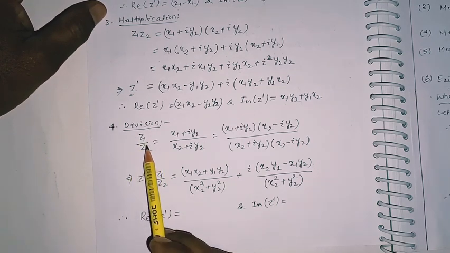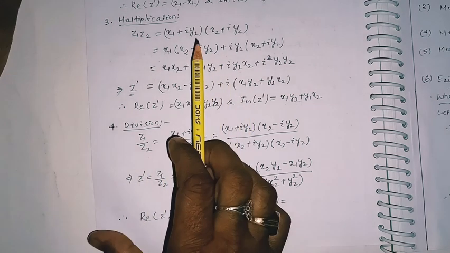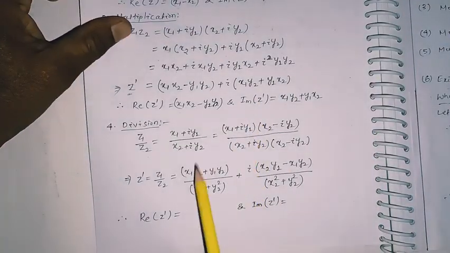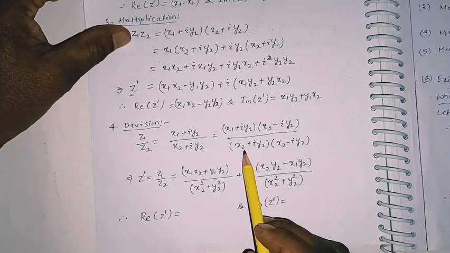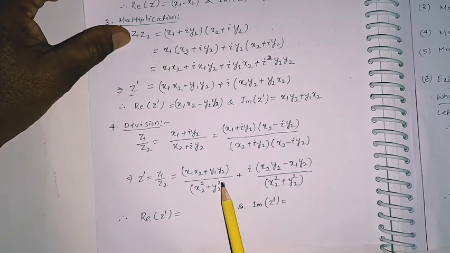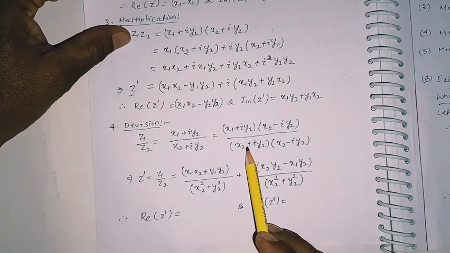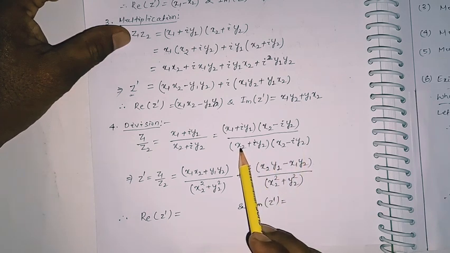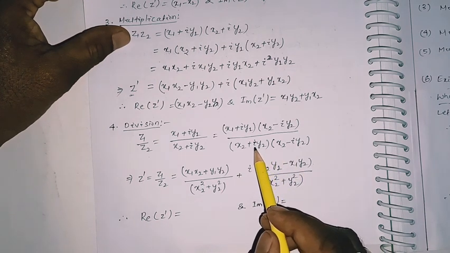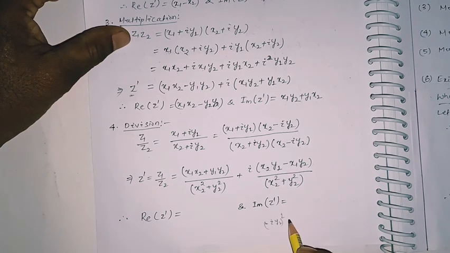Division of these two complex numbers, z1 by z2. So x1 plus i y1 by x2 plus i y2. For this case we have already discussed it. Like that, we are going to multiply by x2 minus i y2 in both numerator and denominator. In the denominator we get the form a plus b into a minus b, so this will be a square minus b square. So a square means x2 square, minus i y2 square. So minus i y2 square means minus i square into y2 square.